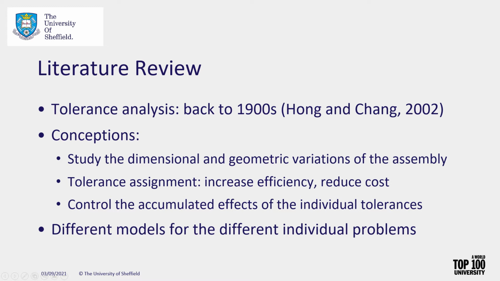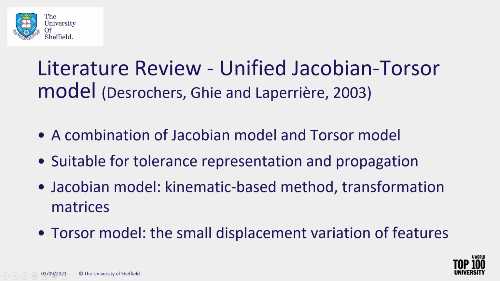However, there are some different tolerance-related problems in different stages of the life cycle. So there are different models for different problems. Here I will only talk about the unified Jacobian-Torsor model. The Jacobian model is suitable for tolerance representation, and the Torsor model is suitable for tolerance propagation. So the unified Jacobian-Torsor model combines both of their advantages.